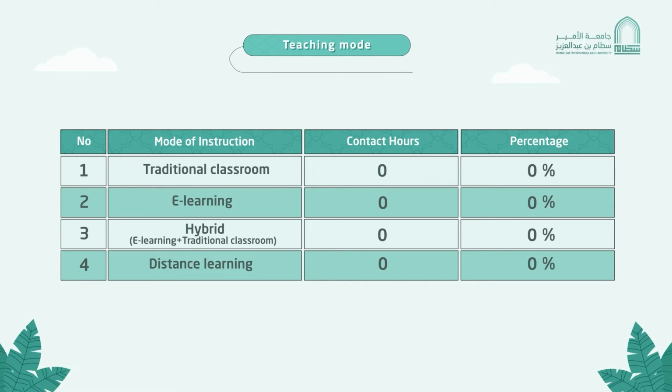For example, if the number of contact hours for the course is 48 hours, and 36 of them are taught in the traditional way, then the percentage of the regular method equals 75%, and the remaining 25% is distributed to other methods followed in teaching the course.